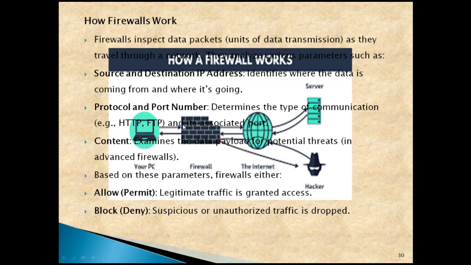It also looks at the content, examines the data payload for potential threats. In an advanced firewall, it checks where the data is coming from, what amount of data is coming from there, is it strange information? It blocks it. So this diagram is the same. This is your PC, this is your firewall, this is your internet, this is the hacker trying to gain access, so the firewall stops it. So based on these 3 parameters, firewalls either allow, which is permit, legitimate traffic to be granted access if it's from authorized users. If it is unauthorized, it blocks or denies; suspicious or unauthorized traffic is dropped. That's what a firewall does.